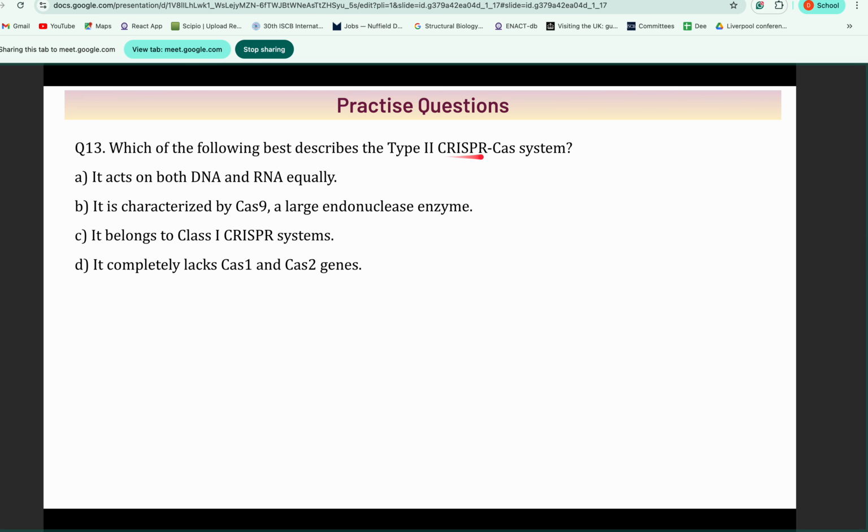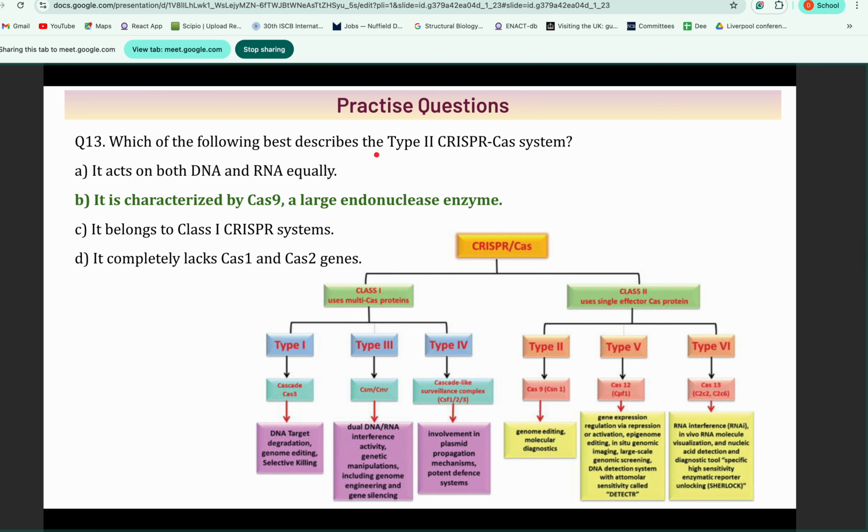Next question is, which of the following best describes the type 2 CRISPR-Cas9 system? It acts on both RNA and DNA equally. It is characterized by Cas9, a large endonuclease enzyme. It belongs to class 1 CRISPR systems, and it completely lacks Cas1 and Cas2 genes. So you need to select the one which best describes it. The right answer is, it is characterized by Cas9, which is a large endonuclease enzyme, because we discussed that type 2 falls under the class 2 system, which uses only a single effector Cas protein, and specifically type 2 involves Cas9.